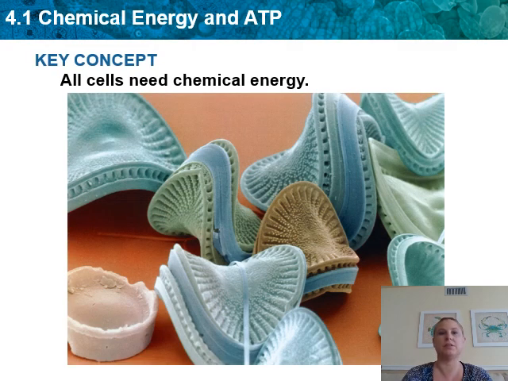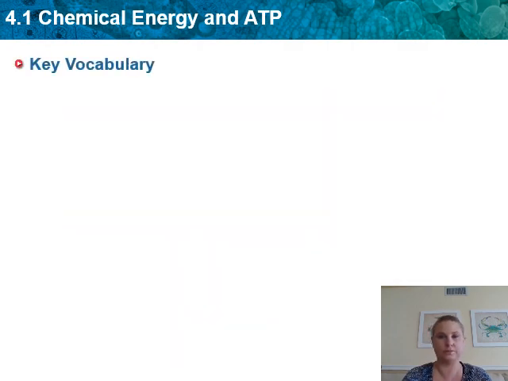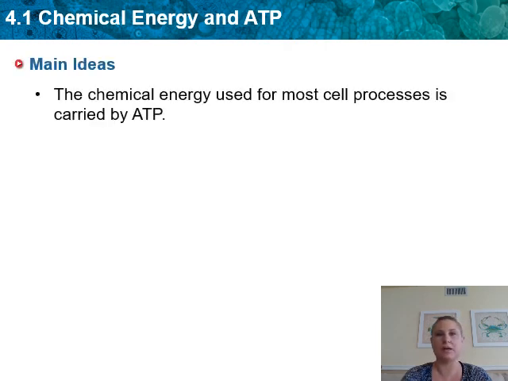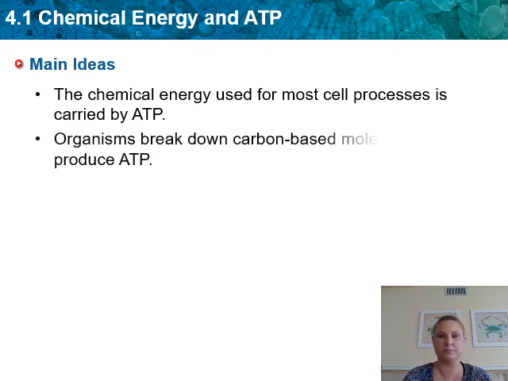Our key concept is that all cells need some kind of energy, and that's chemical energy. Our key vocabulary, we only have 2 words, ATP and ADP. Our main ideas are the chemical energy used for most cell processes is carried by this chemical called ATP. And organisms break down carbon-based molecules to produce ATP.